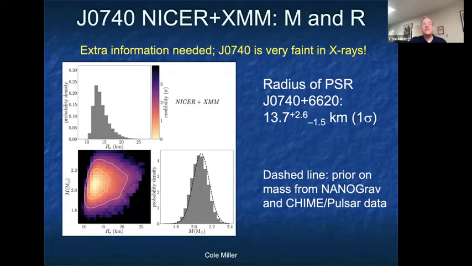Not only did we use the excellent information about mass and observer inclination and, of course, distance that was obtained by people like Thankful and Emmanuel Fonseca, but we also added information from the European Space Agency's XMM-Newton mission. All this came together, and what we ended up with is a radius that at 1 sigma goes from about 12 to 16 kilometers, where, remember, we don't restrict the radius range in this case.